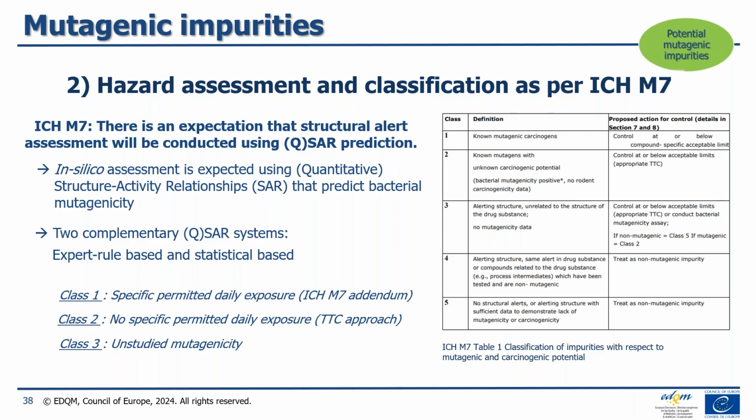And then the two other classes, classes 4 and 5, are to be treated as not mutagenic. So it refers to those which have an alerting structure, which would be, for example, shared with the drug substance in the same position, or only the presence of no structural alert, or an alerting structure, which would be demonstrated that there is no risk with regards to mutagenicity or carcinogenicity.